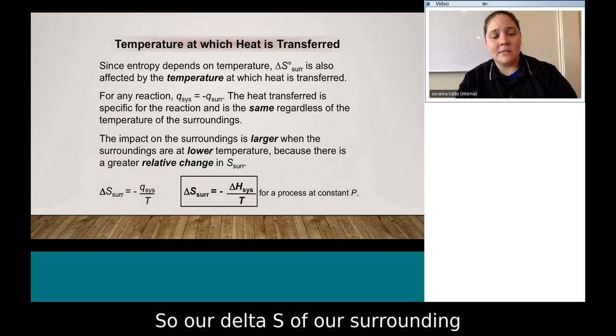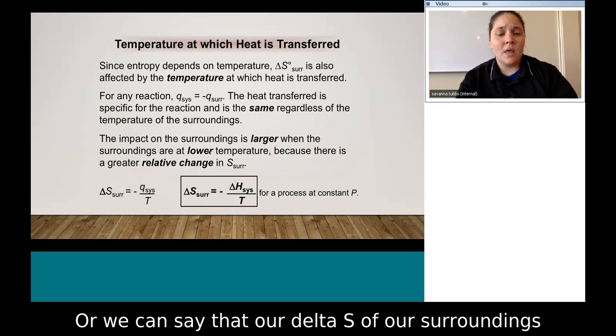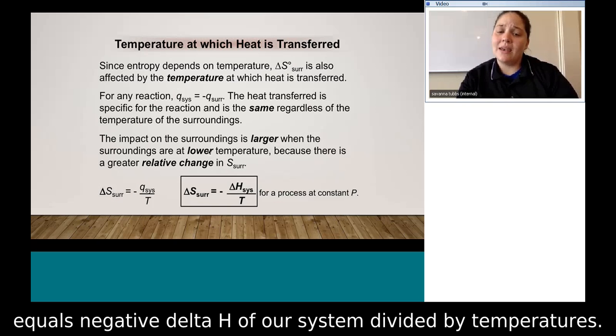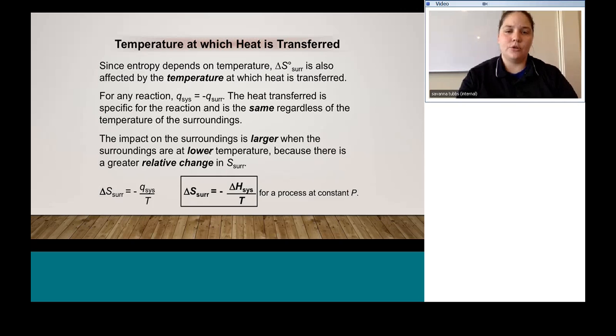So our delta S of surroundings equals negative Q of the system divided by our temperature. Or we can say that our delta S of our surroundings equals negative delta H of our system divided by temperature. And this is going to be for processes at a constant pressure.